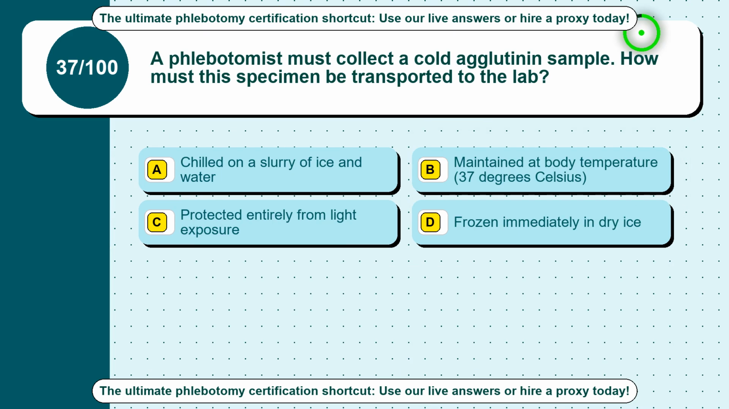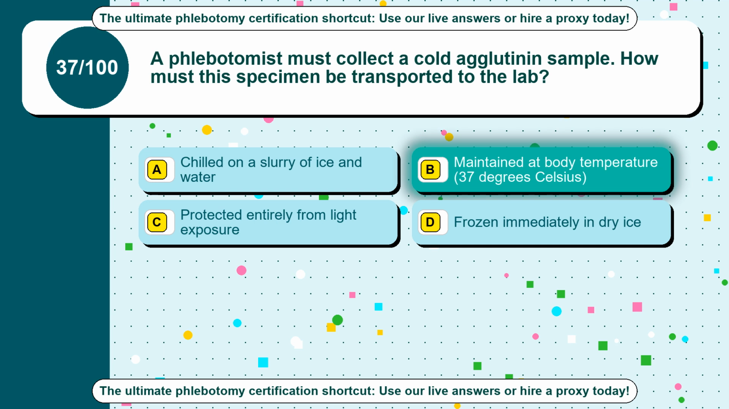Question 37. A phlebotomist must collect a cold agglutinin sample. How must this specimen be transported to the lab? Option A. Chilled on a slurry of ice and water. Option B. Maintained at body temperature, 37 degrees Celsius. Option C. Protected entirely from light exposure. Option D. Frozen immediately in dry ice.